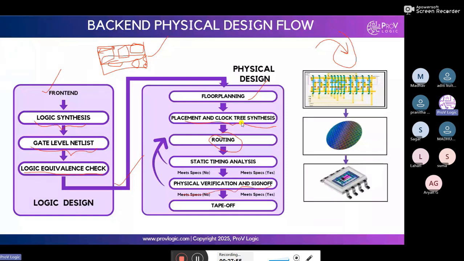Every step we need to do the verification. Even after floor plan, there will be a verification step. After clock tree analysis, routing, static timing analysis, every step we need to do the verification. Why? Because without doing verification, we cannot go for the next step. Maybe at any time we may have errors. We need to do the debugging. Then only we follow the next step.